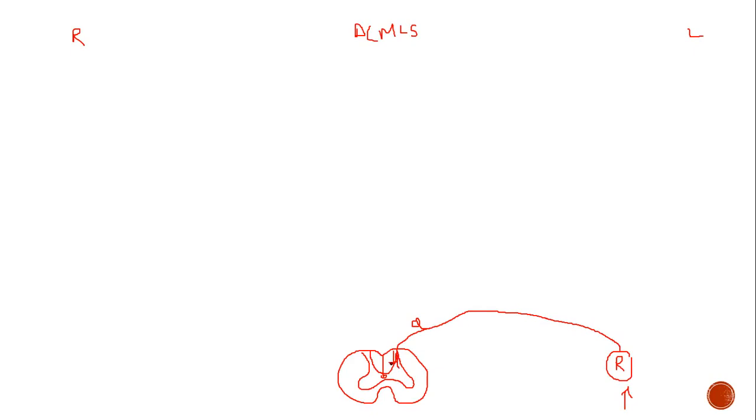Now it ascends upward. Now remember, there are no synapses. This is still one neuron, still a single neuron, no synapses at all. It enters into the dorsal column. Now finally it is ascending upwards. So we've pretty much covered the dorsal column side of it. Okay, so it's running in the dorsal column, going up all the way.